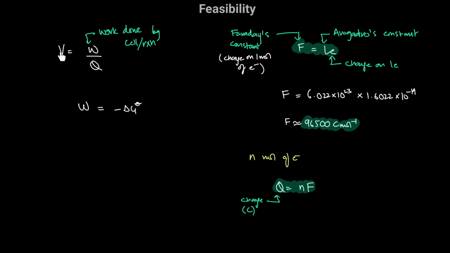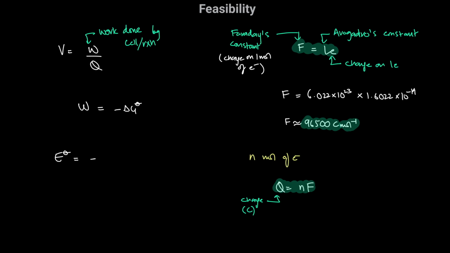Similarly, we know that the voltage for a reaction or for a cell is simply the EMF of the cell or the EMF of the reaction. So we have E naught for V. Again, V is just the E naught, the EMF of the cell or the EMF of the reaction, and that is equal to the work done per unit charge.